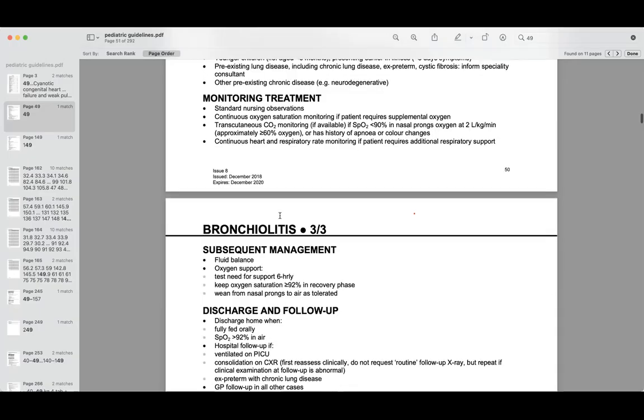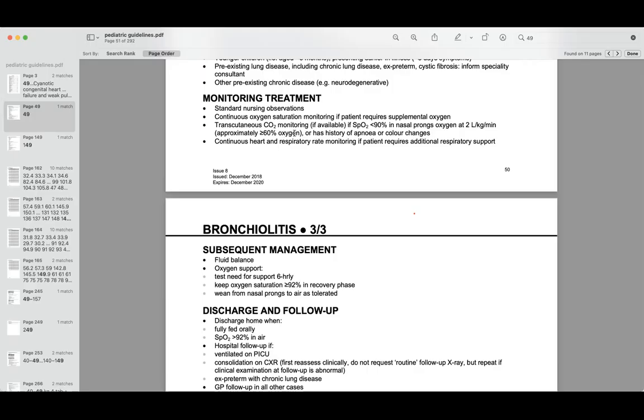Standard nursing observations, continuous oxygen saturation, and always remember those points we said in the beginning: nursing in a cubicle, nursing with the head up. These points are very important, and suction and hygiene, wearing an apron to avoid infection. And consider continuous oxygen saturation monitoring if the patient needs supplemental oxygen.